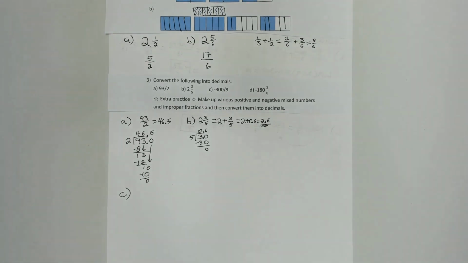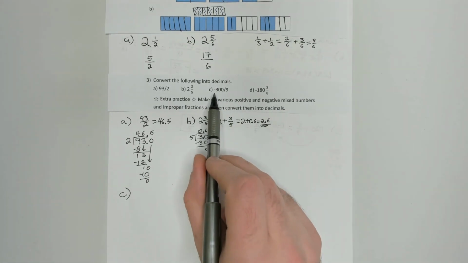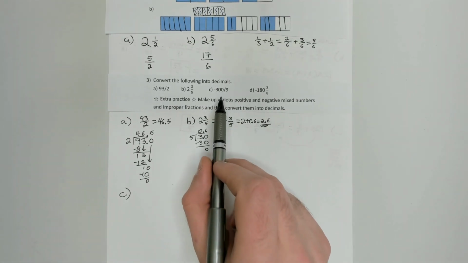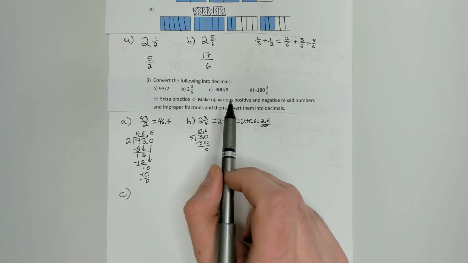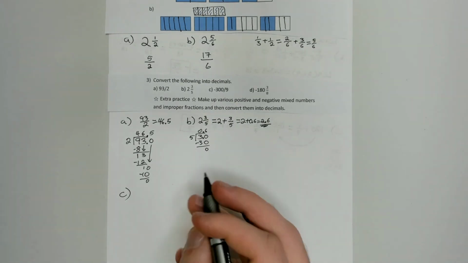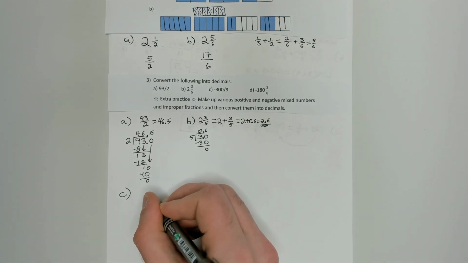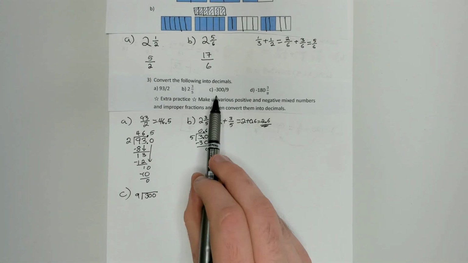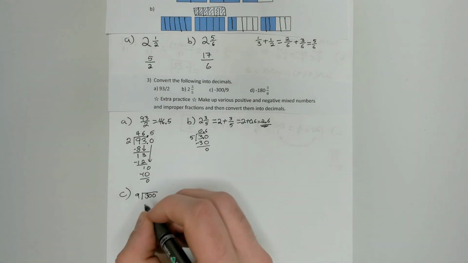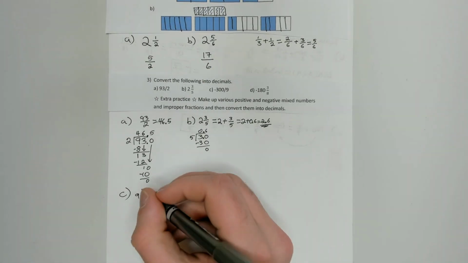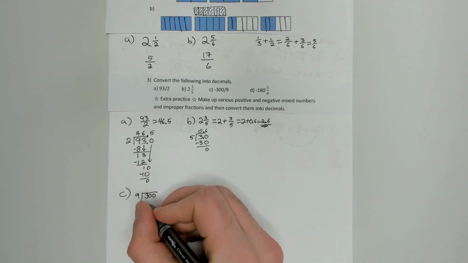All right, let's move on to part C. So we have negative 300 over 9. This is the same as negative 300 divided by 9. Negative divided by a positive is negative, so we can expect a negative decimal here. And what we do is we just do 300 divided by 9 like this. I'm going to add in the negative afterwards, but we don't really need that for this part here. So let's go ahead and do that.